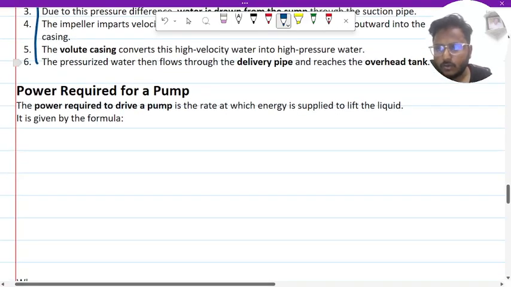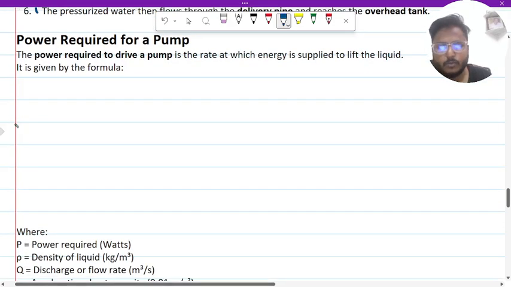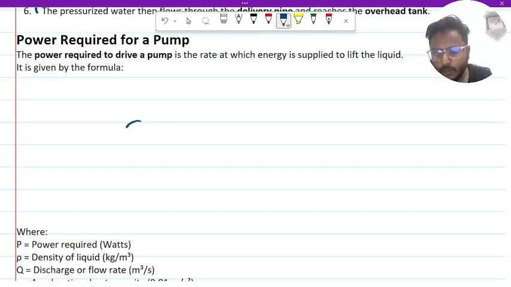Now, what is the power required for a pump to lift from HS to HD, from the sump to the overhead tank? So I'm going to make a line diagram of the pump.